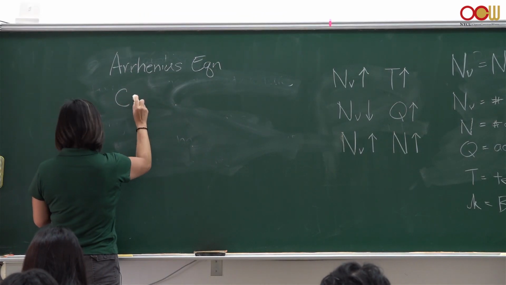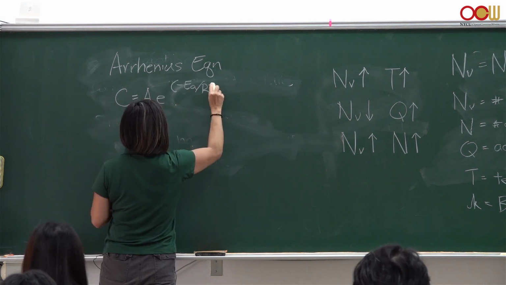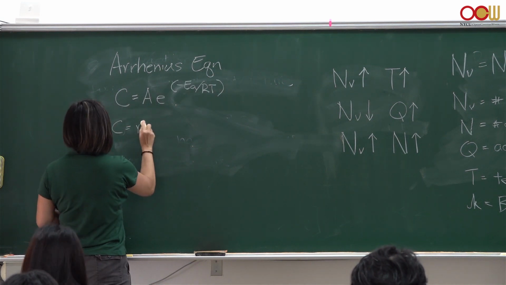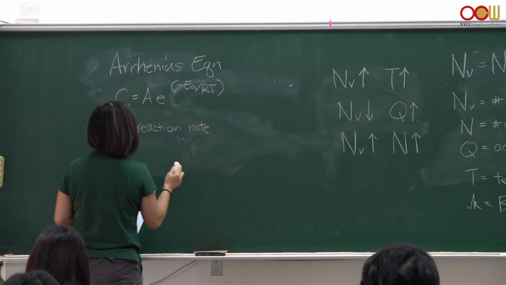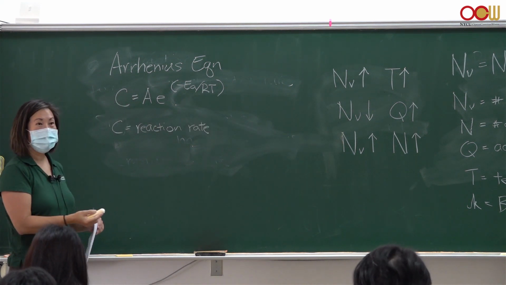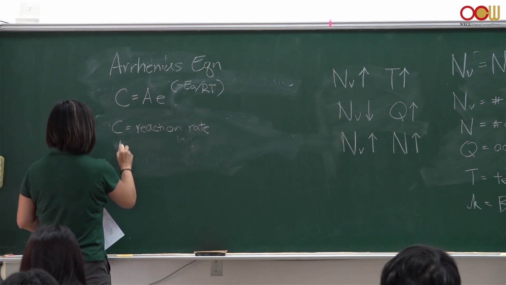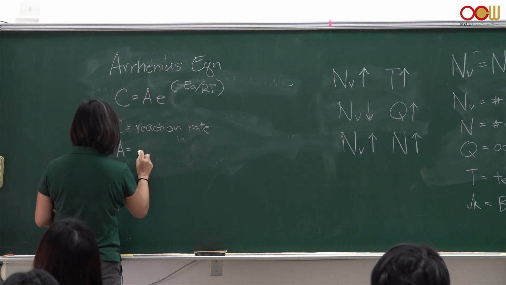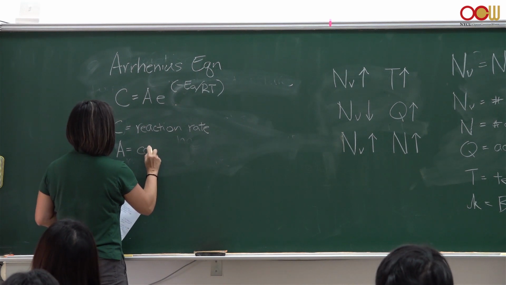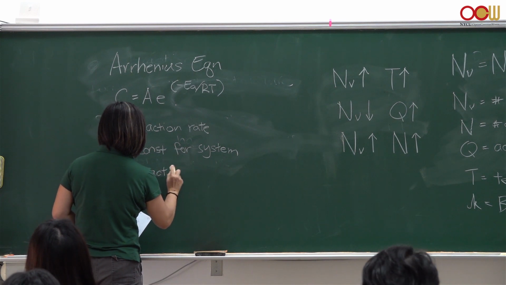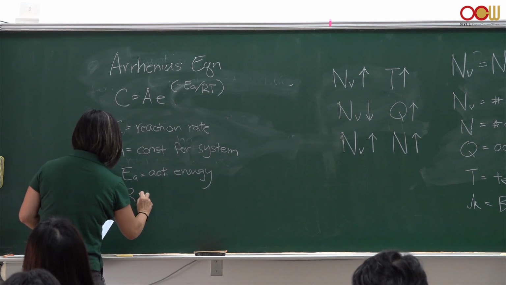So it can be written like this. C is a reaction rate, something that depends on temperature and energy. A is a material constant or a constant for the system. E_A equals activation energy. And R is the gas constant.